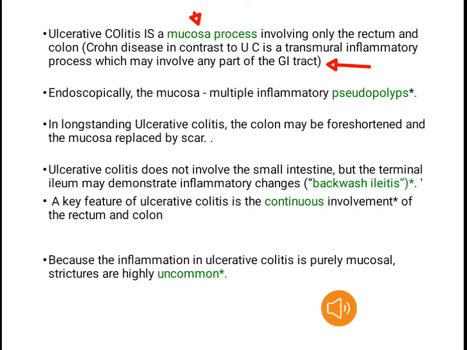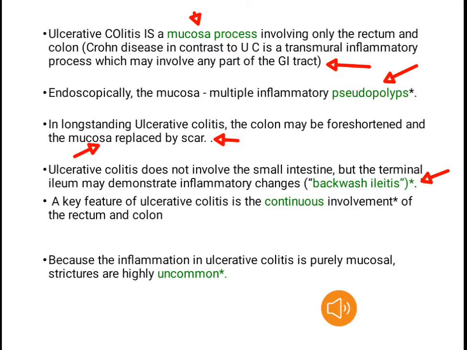Endoscopically, the mucosa has multiple inflammatory pseudopolyps. In long-standing ulcerative colitis, the colon may be foreshortened, and the mucosa replaced by scar. Ulcerative colitis does not involve the small intestine, but the terminal ileum may demonstrate inflammatory changes. This is called backwash ileitis.